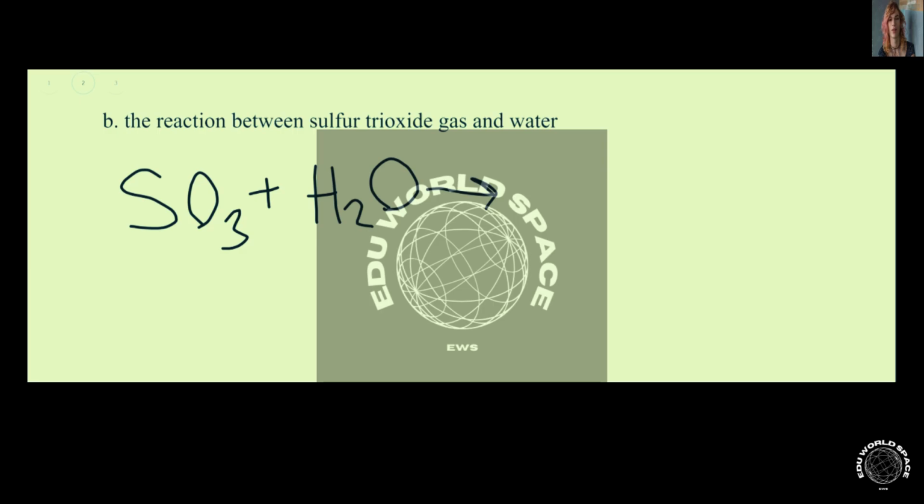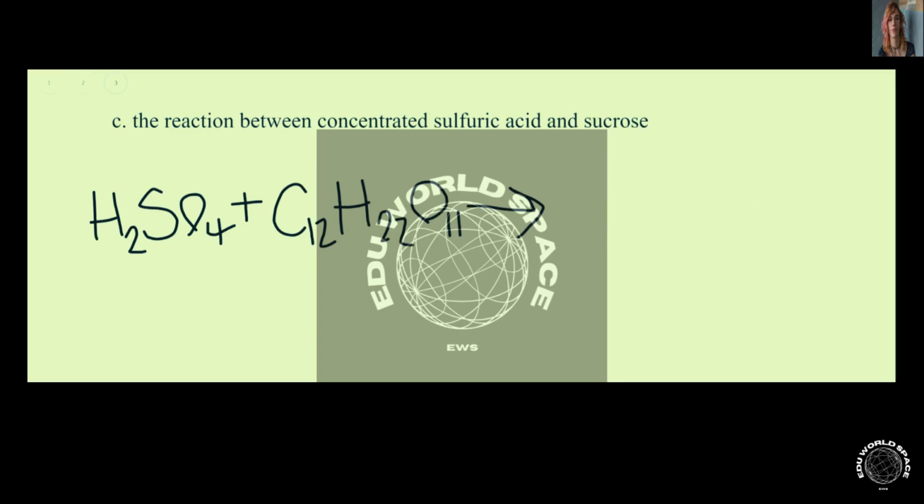In B, we're given the reaction between sulfur trioxide gas and water. So we have SO3 plus H2O. And what are we going to form from this? Well, sulfur trioxide reacts with water to form sulfuric acid, which is H2SO4. So is this balanced? We have 2 hydrogen atoms on both sides of the equation, 1 sulfur atom on both sides of the equation. 3 plus 1 gives us 4 oxygen atoms in our reactants and 4 oxygen atoms in our product. So this is already balanced. So the balanced equation is SO3 plus H2O yields H2SO4.